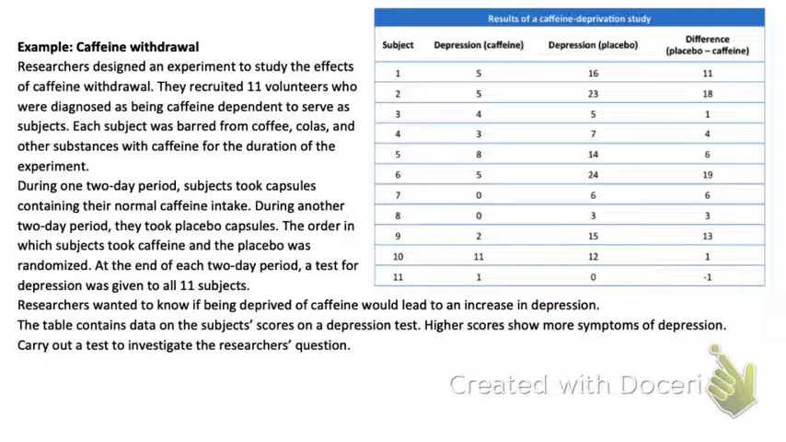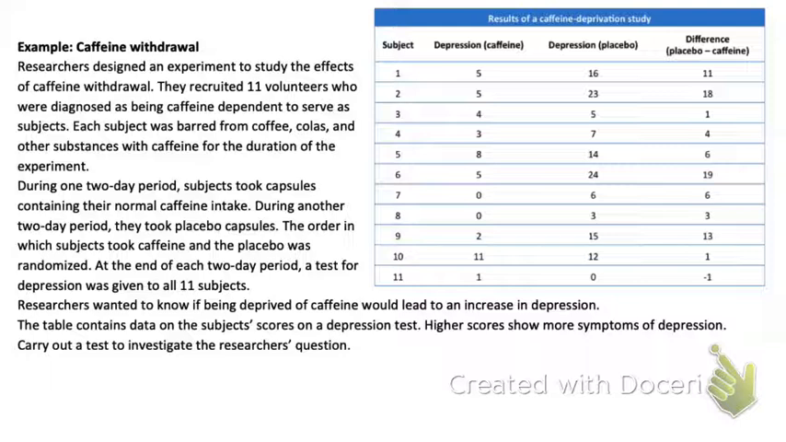So first of all, I want to make sure you guys understand the table. If you look at the first column, that's just the number. It's just giving everybody a number, the 11 volunteers. Depression with caffeine. This is their depression score when they get their normal caffeine intake. Who is the most depressed even with their caffeine? Subject number 10. Now, subject number 10 is the most depressed even with their caffeine. Who is the least depressed with their caffeine? 7 and 8 show no signs of depression even with their caffeine. So good for them. Yay for them.